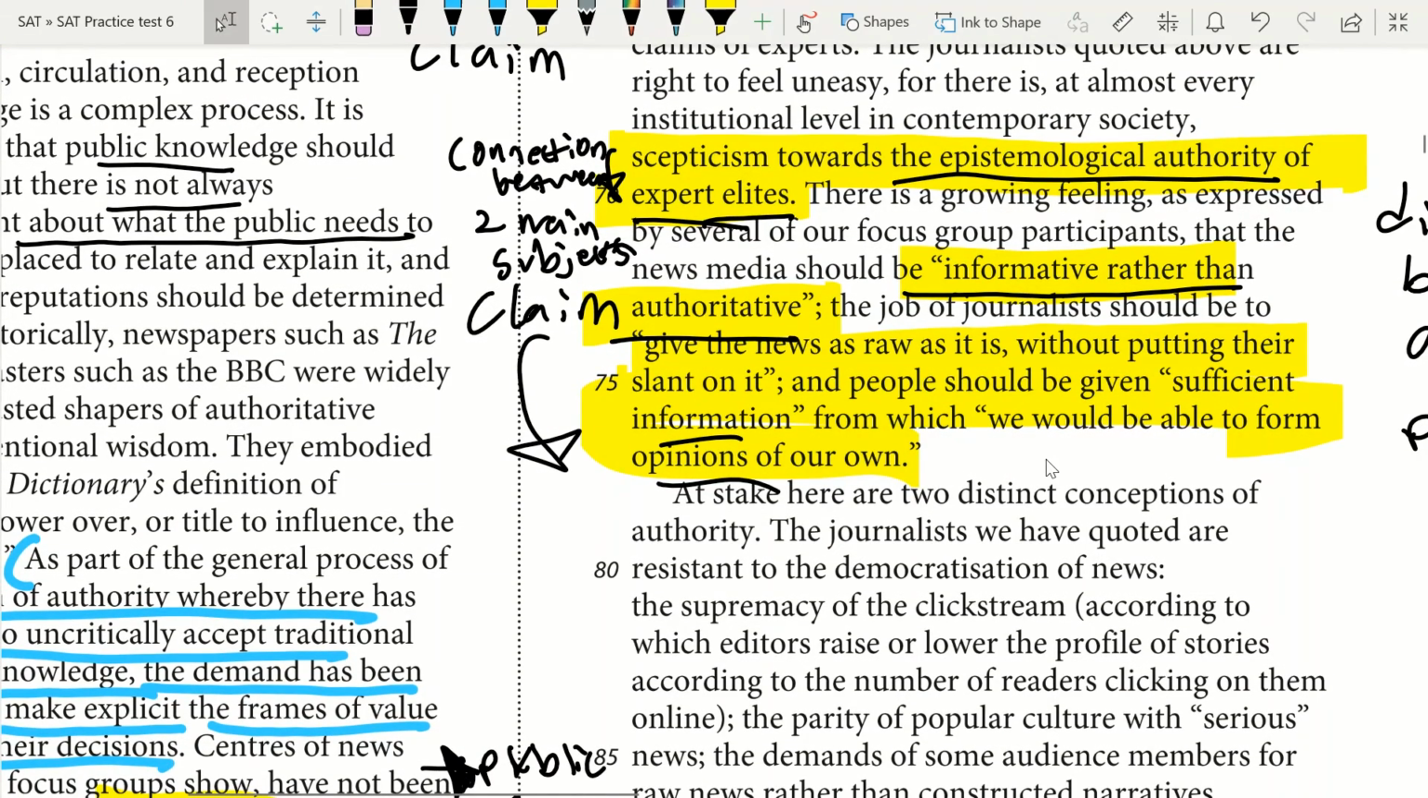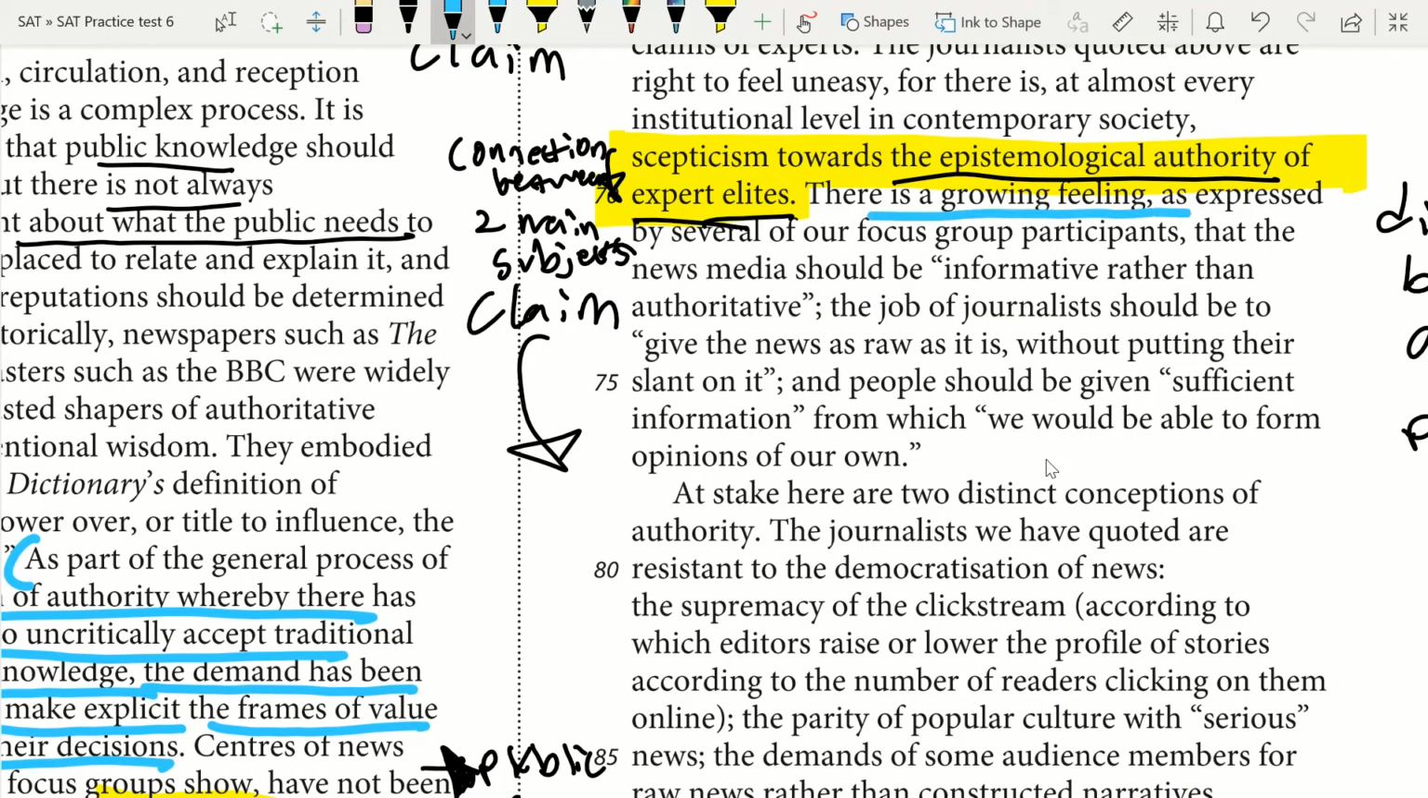Okay, we see it right here. I'm going to erase some of this so you can see it better. Okay, I'll put mine in blue now so you can see it even more clearly. Okay, we talk about how there's a growing feeling among focus group participants the news should be informative rather than authoritative. Okay, informative meaning giving us just the information rather than telling us what its importance is.